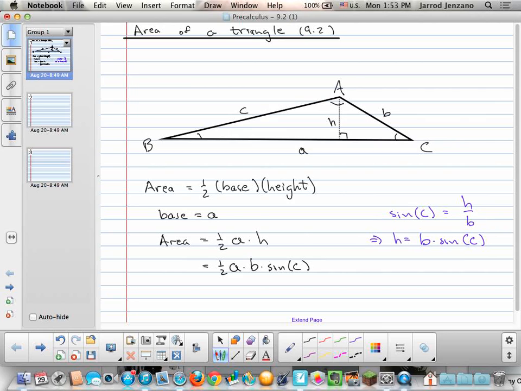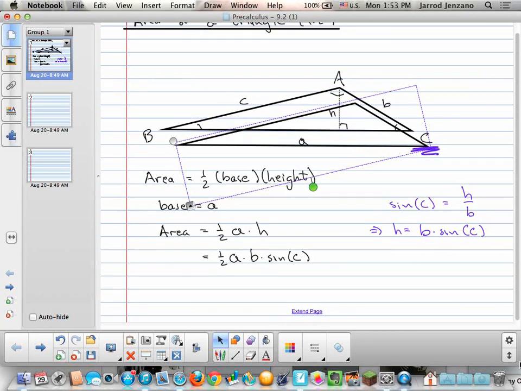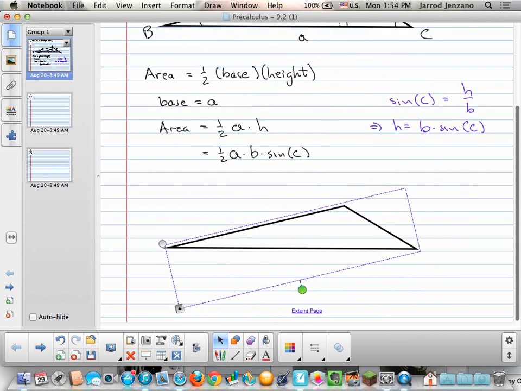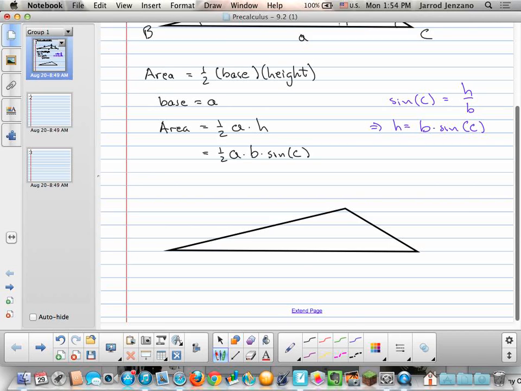If I knew those values, I could get it. So the area is 1/2 length A times length B times the sine of angle C. Now let me take the same triangle and clone it, and I will continue to use A, B, C, and angle A, angle B, and angle C.